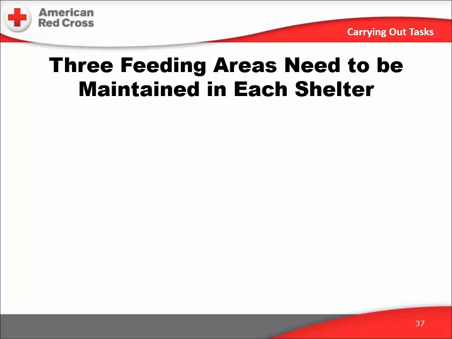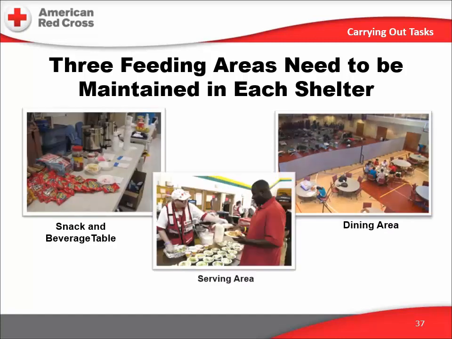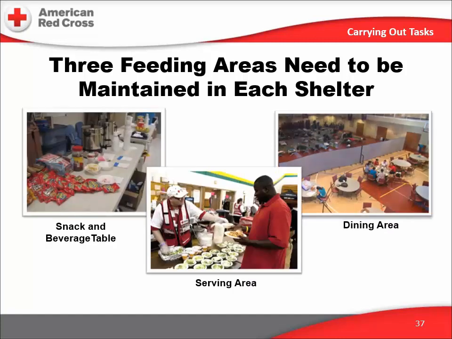There are 3 feeding areas that need to be set up and maintained in each shelter. Just like in other areas of the shelter, sanitation in these areas is very important, as well as following safe food handling procedures.